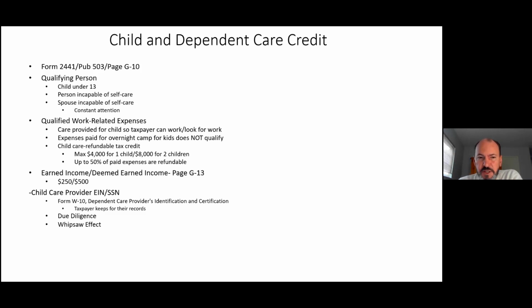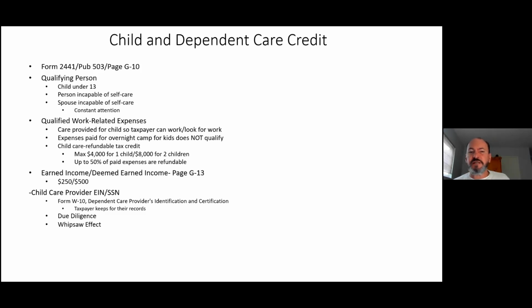And then earned income and deemed income, that would be a situation where that plug figure, that's the term I like to use, when you have someone who is going to school, obviously they're not generating income, but for the purposes of this credit, you can enter what is called deemed earned income into the software. And that's a good thing because, again, it generates that child and dependent care expense credit.